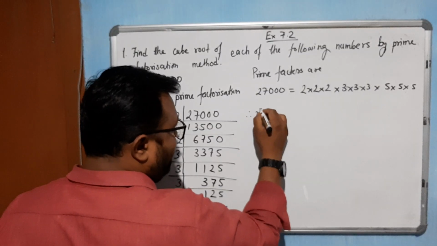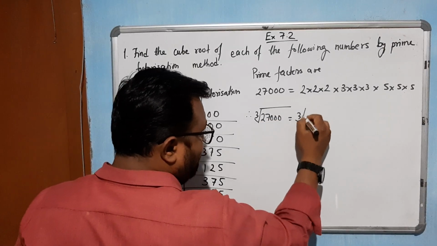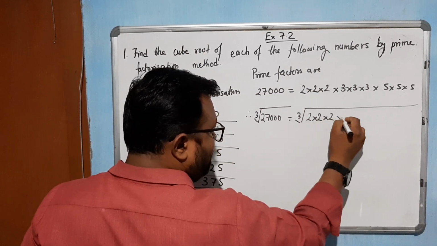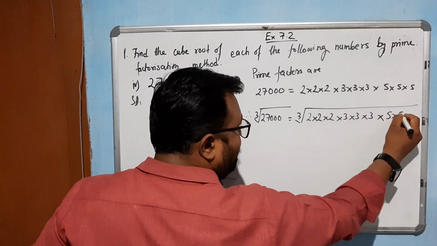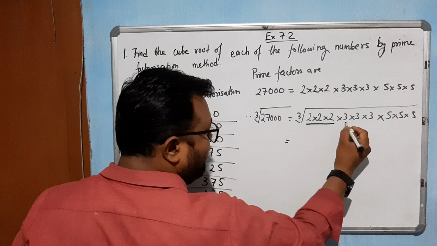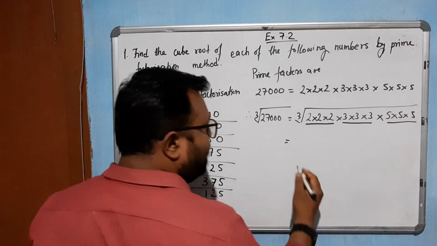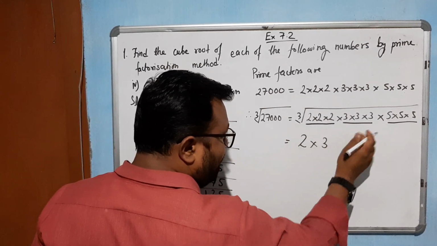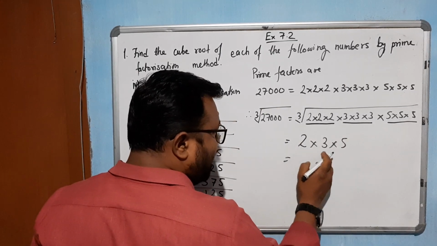Therefore cube root of 27000 equal to, under the cube root, 2 into 2 into 2 into 3 into 3 into 3 into 5 into 5 into 5. So see this, these 2s make a triplet, these 3s also make a triplet, and 5s also make a triplet. For all these triplets, 1 value we will take out of the cube. 2 for this, 3 for this triplet, and 5 for this triplet. How much? 2 3 is 6, 6 5 is 30.